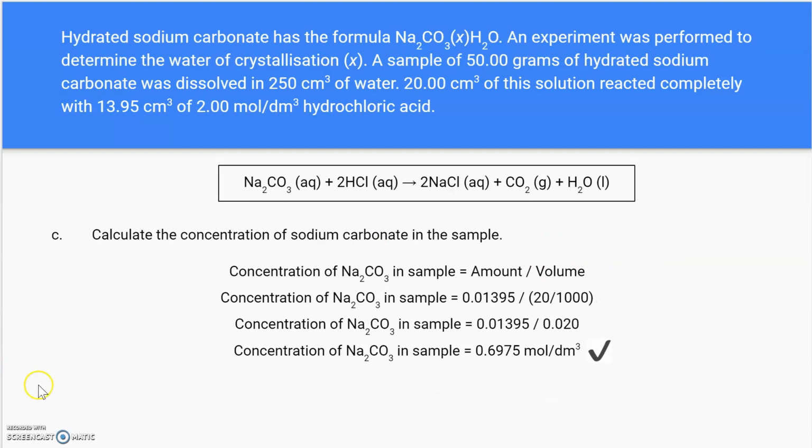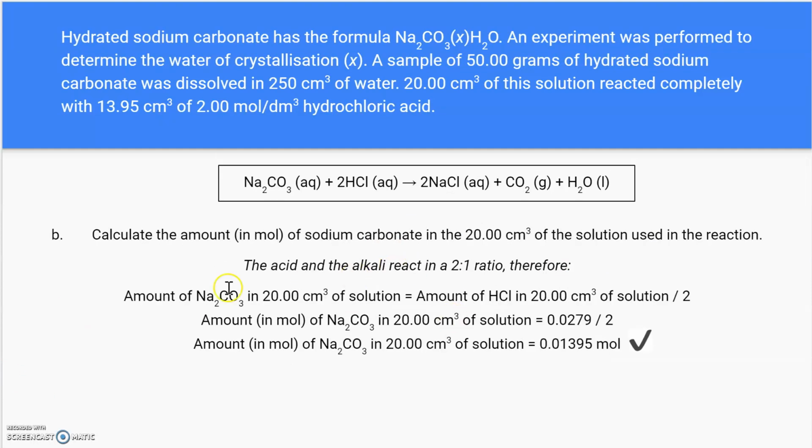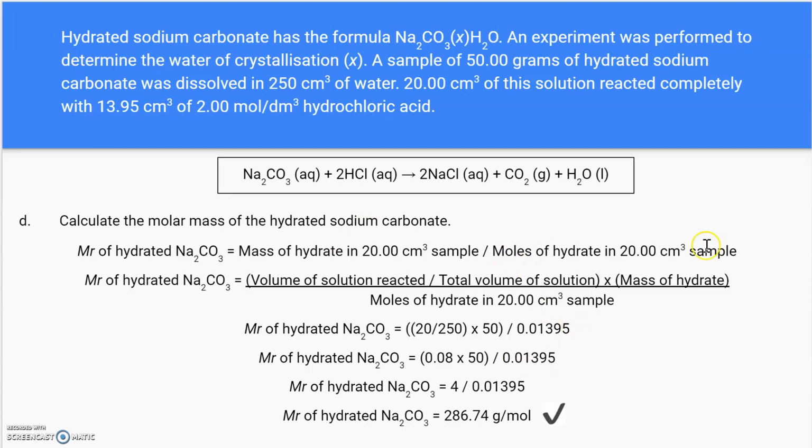We calculated in part B the moles of the hydrate, which is sodium carbonate, and they are 0.01395. So we already have that quantity, and we could easily just plug it in there. However, for the mass of the hydrate, it is not that straightforward. It is not as if we're given a value that we can just plug into the equation and play with.